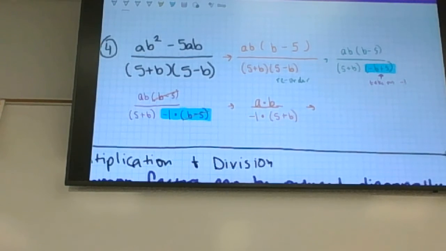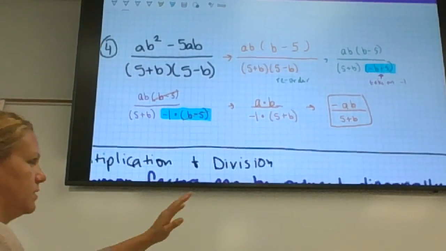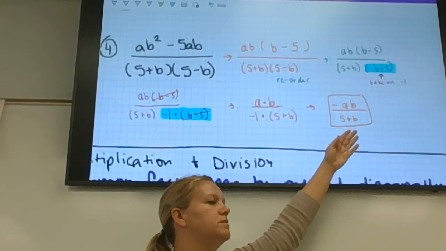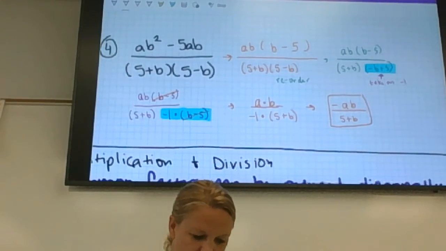So it's up to you where this negative comes into play. But I'm going to make this negative AB up top, 5 plus B down below. There are like 4 different ways this could be written. It could be A times B up top and negative 5 minus B down below. Or you could leave the negative 1 in the front. That would be okay too. There are several different correct ways to write this answer.